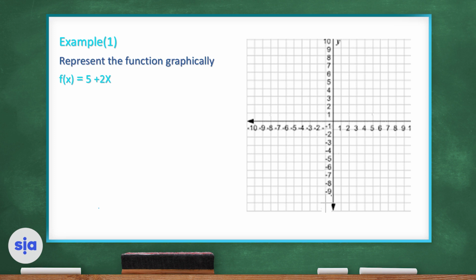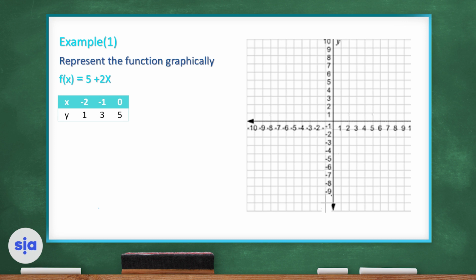Let's go now and check the first example, which is f of x equals 5 plus 2x, and the question is asking us to represent this graphically. How can we do this? We're going to draw the table of values. We're going to check any two or more values of x, substitute in the function.